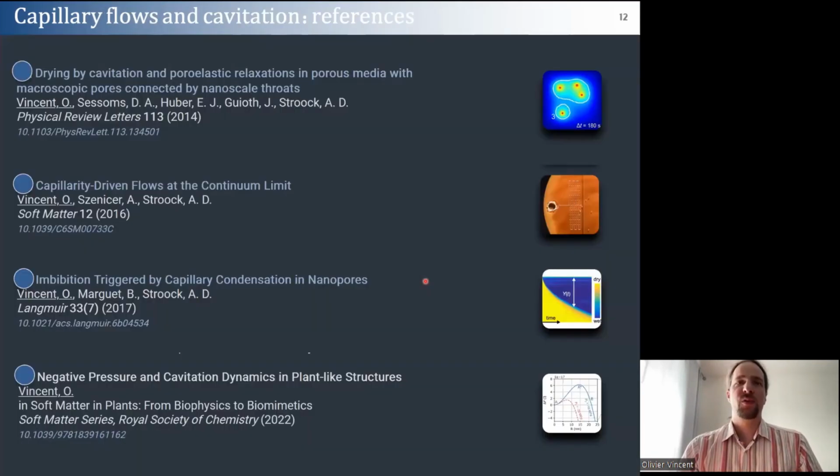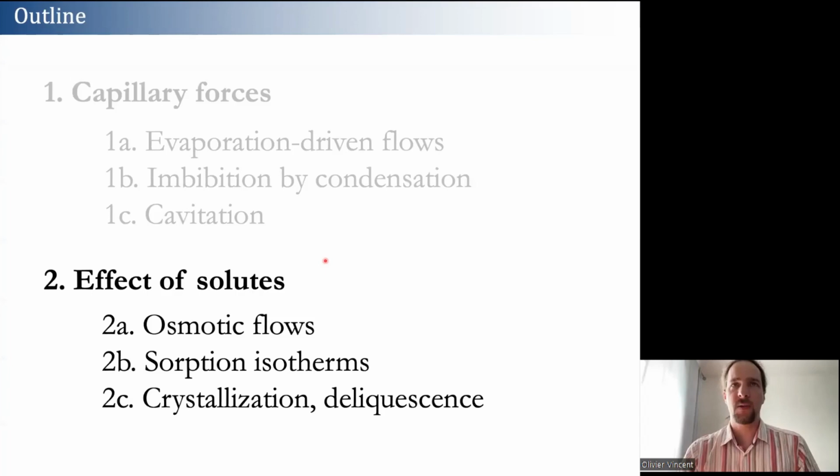So that was a brief overview, without too much detail, of what we did on these porous silicon systems, about the flow driven by capillary forces, and the phase change like cavitation induced by capillary forces. And these are several references you can look at if you want to read more about these systems. And right now I will move to some more recent studies where we look at the effect of adding salts in similar systems. So that's what I'm going to talk about now.